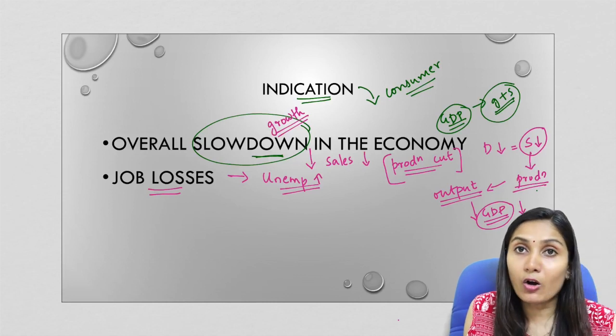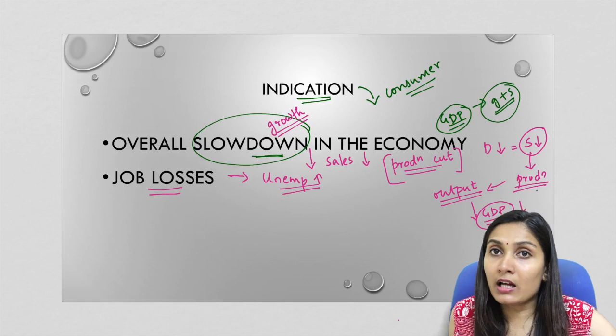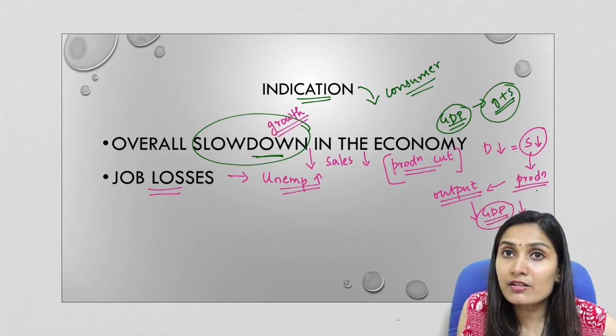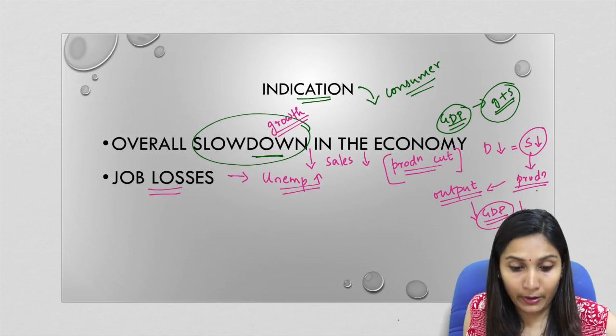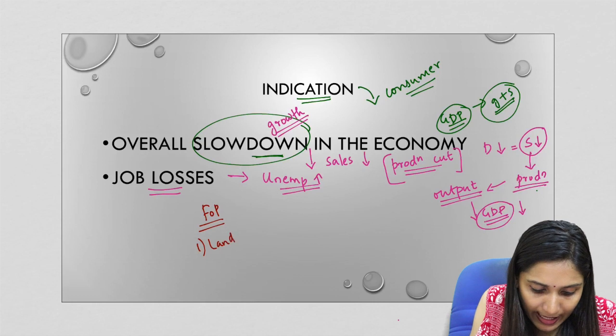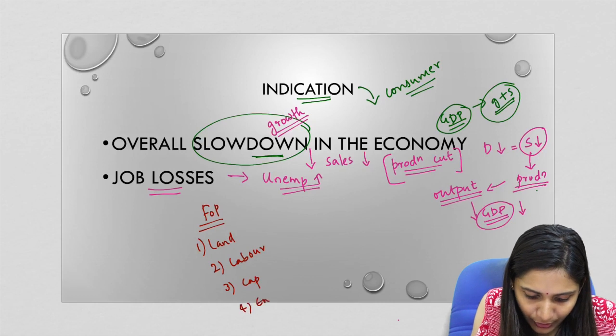Now if we consider the automobile sector, it is a labor intensive sector. It employs a large number of labor. So when there is a production cut, the factors of production employed will also come down. Now what are the factors of production? The first one is land. The second one is labor. The third one is capital. And the fourth one is entrepreneurship.